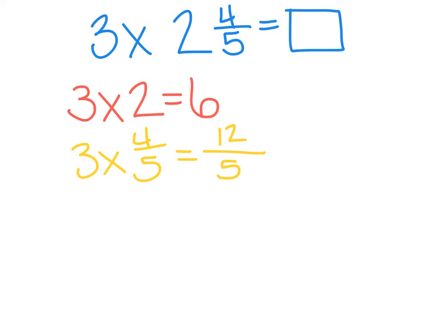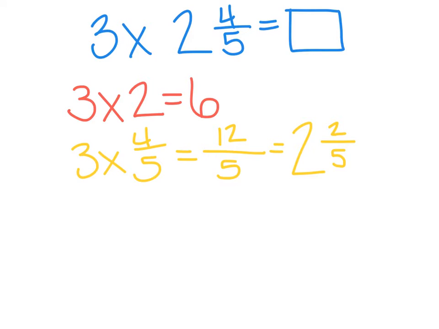12/5. Now I'm going to convert that to a mixed number, so I ask myself, how many times does 5 go into 12? Well, I know that 5 times 2 equals 10. So 5 goes into 12 2 times. And if I do 2 times 5 is 10, there are 2 left over to get me to 12. So my mixed number is 2 and 2/5.